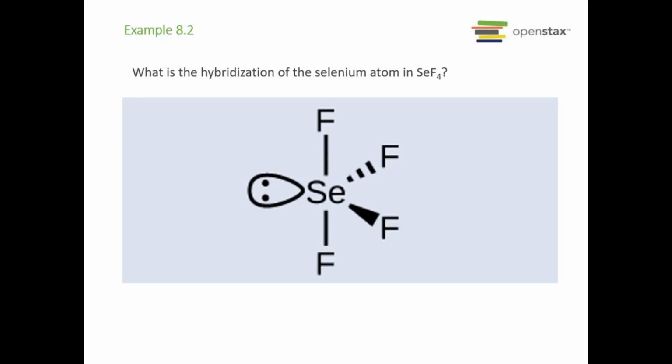The next one is the hybridization of selenium in SeF4. We would draw our Lewis structure and we get this shown below. And we see 1, 2, 3, 4, 5 areas of electron density. So that means it must be sp3d hybridized.